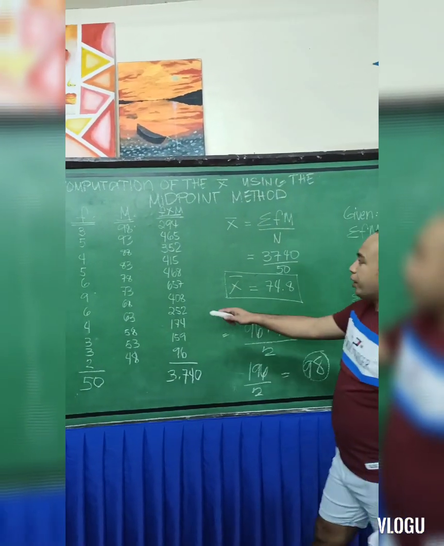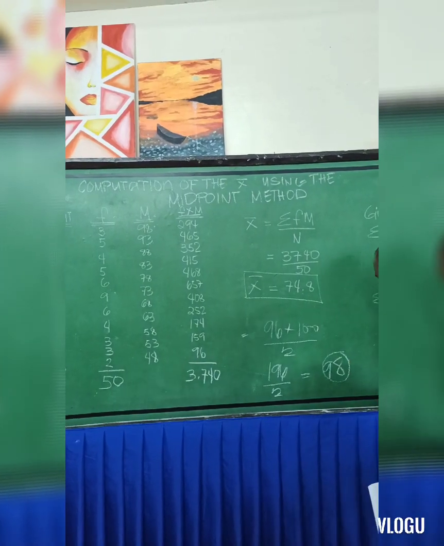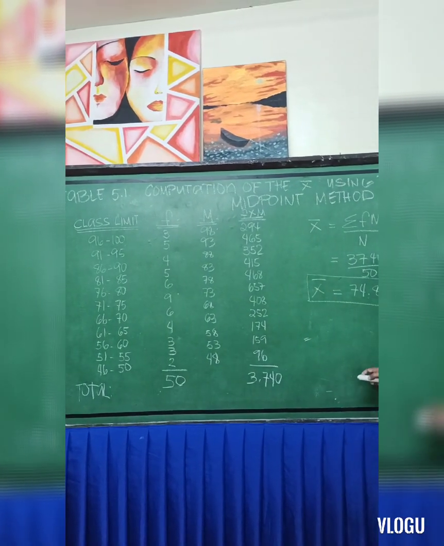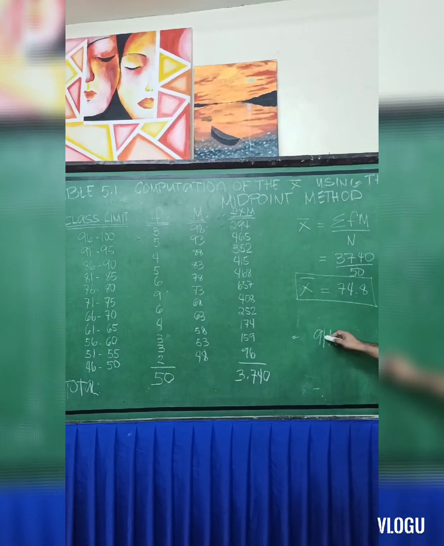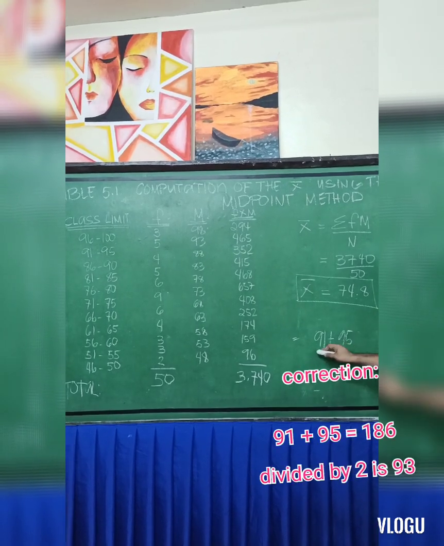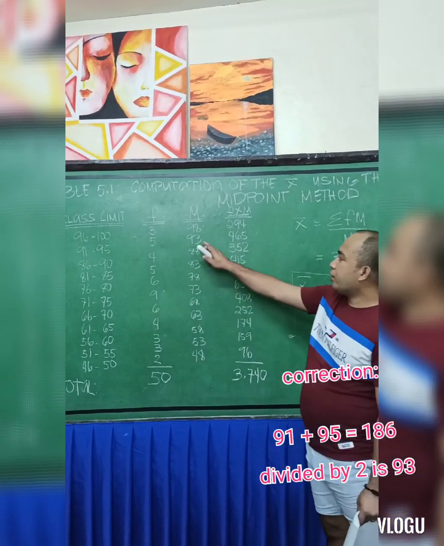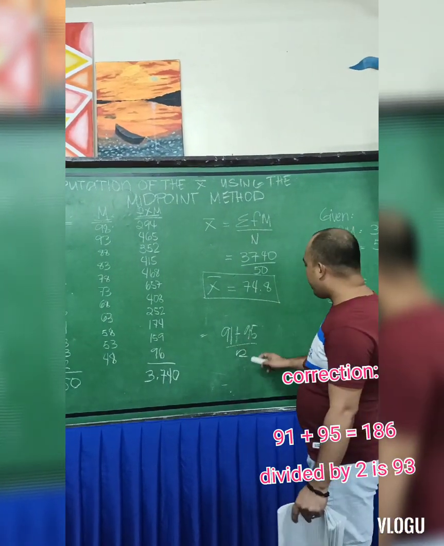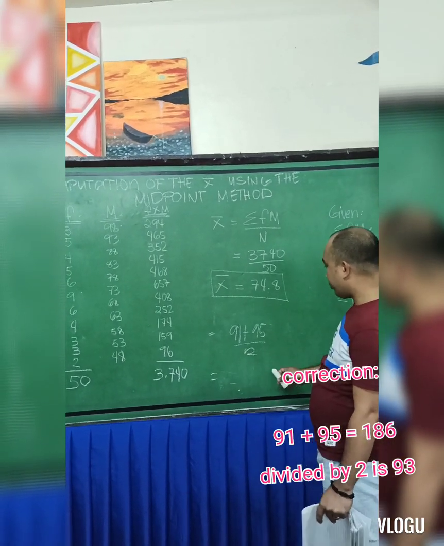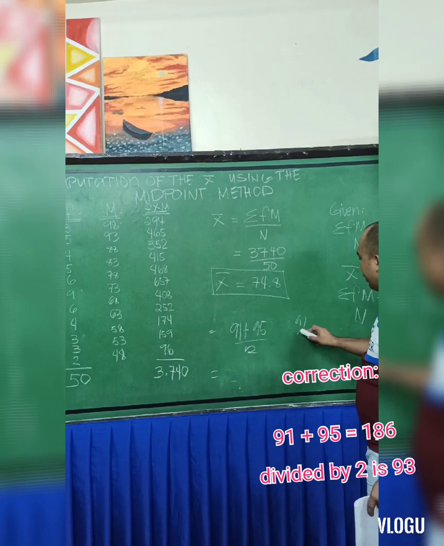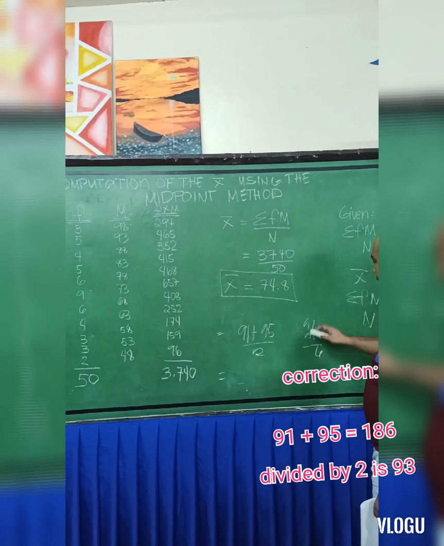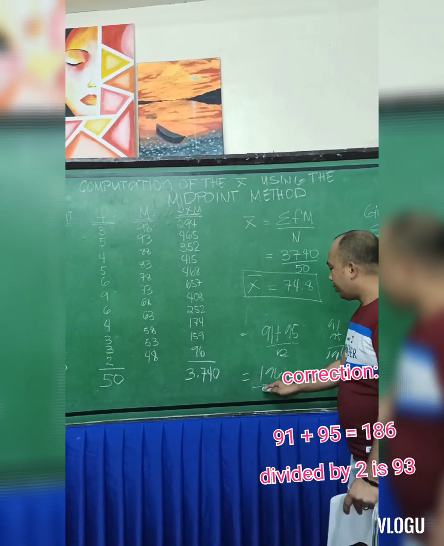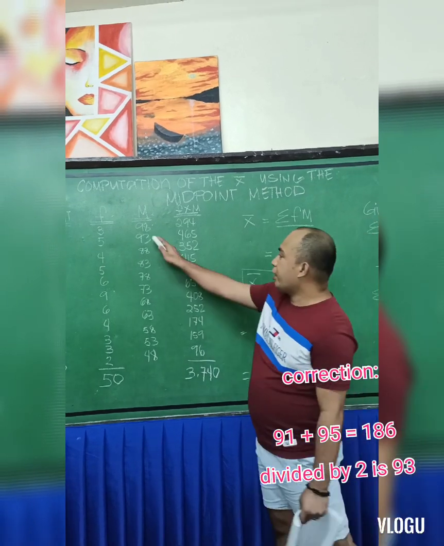Next, for example, how do we get 93? From our class limit, we simply add 91 plus 95 divided by 2 for us to get our midpoint in the class limit from 91 to 95. So 91 plus 95 is equal to 186. Divided by 2, we have 93.